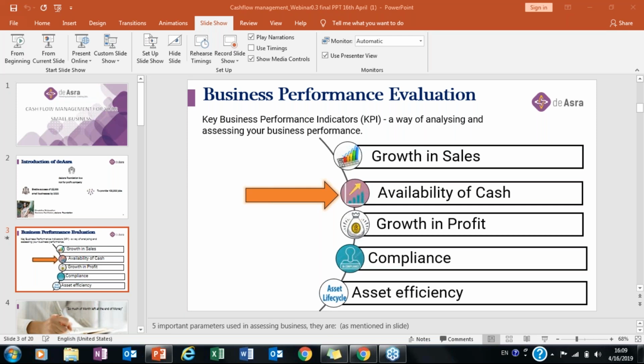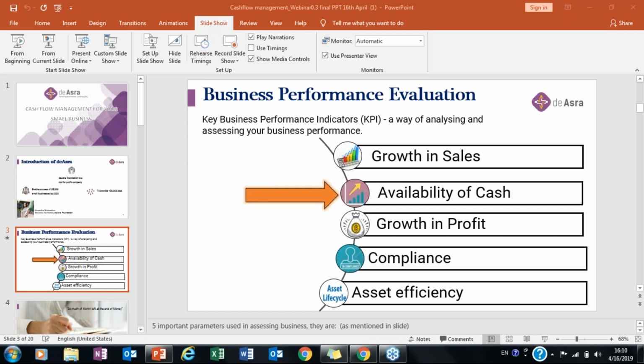First one is growth in sales. Second one is availability of cash. Third is growth in profit. Fourth is compliance. And fifth is asset efficiency. Why am I reading all of this to you is that some of you are directly connected over only audio, so it would be good for you to understand.